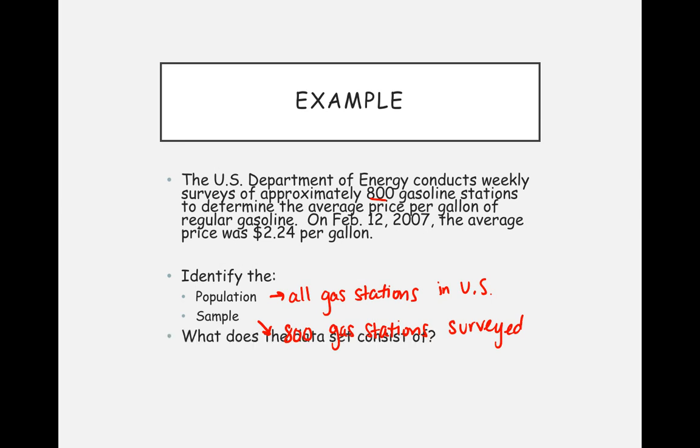And so here, what does the data set consist of? I wrote over it just a little bit, but the data set is going to consist of their prices for the gallon of gas. And then that information was organized in such a way that they could calculate the average price on February 12th.